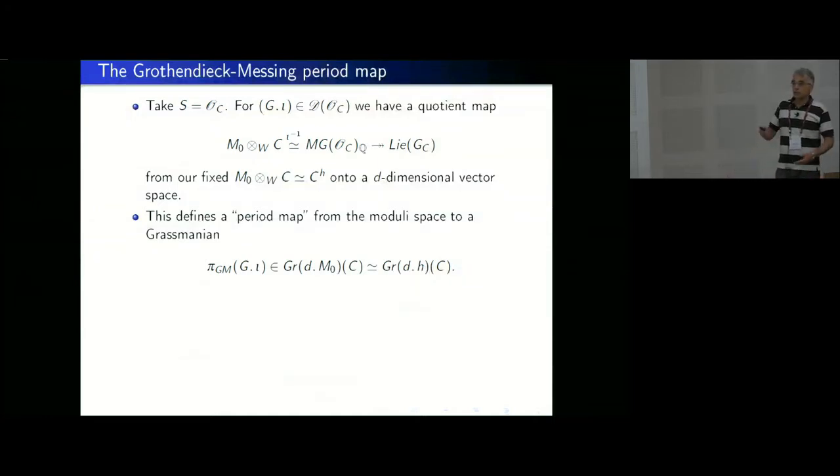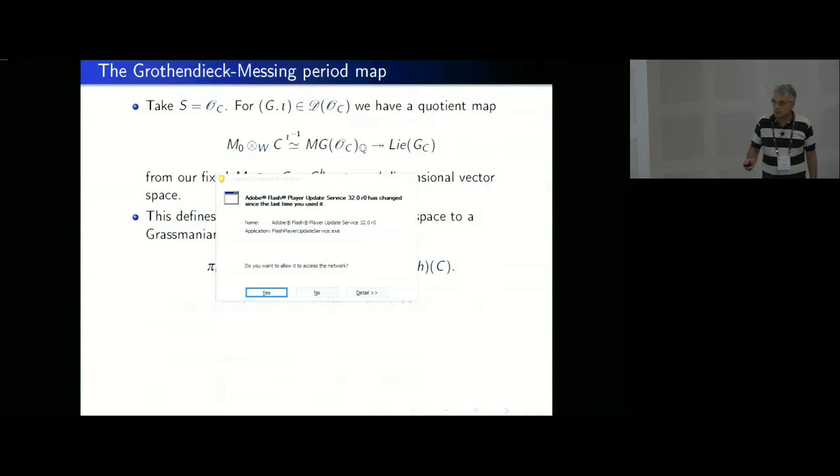So this means that to such a pair, we get a d-dimensional quotient from this h-dimensional C vector space, and this gives us the desired point in the Grassmannian over C. Okay, so the Grassmannian, as I said, is canonically the Grassmannian of d-dimensional quotients of M0.